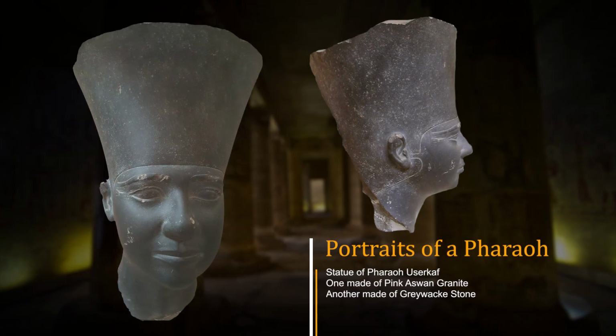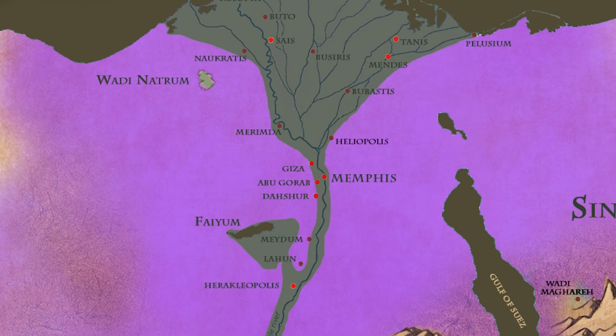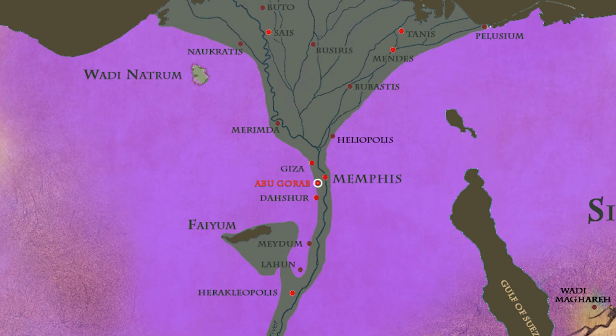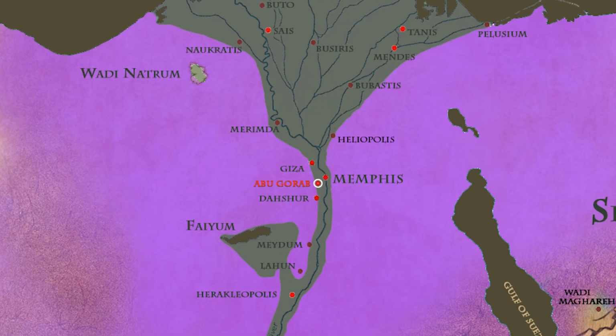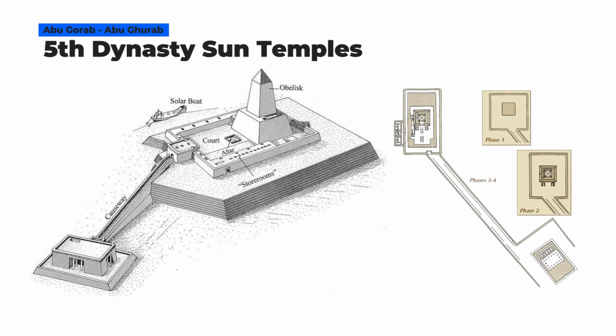Another fine portrait of the king was discovered in the Valley Temple of Abu-Gurob. This is particularly important because it is one of the few examples from the Old Kingdom that shows the pharaoh wearing the red crown of Lower Egypt. The first of the solar kings, or sun kings, Userkaf constructed the first of 5 sun temples just south of Saqqara at Abu-Gurob. These solar temples were something not seen before in Egypt and were the forerunners to the later obelisks of the New Kingdom.